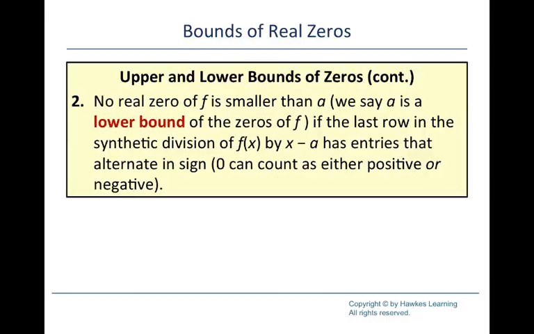No real zero of f is smaller than a, or we say that a is a lower bound, if the last row in the synthetic division when we divide by a has entries that alternate in sign. 0 can count as either positive or negative. So if they alternate in sign, positive, negative, then it's a lower bound. If they're all positive, it's an upper bound.